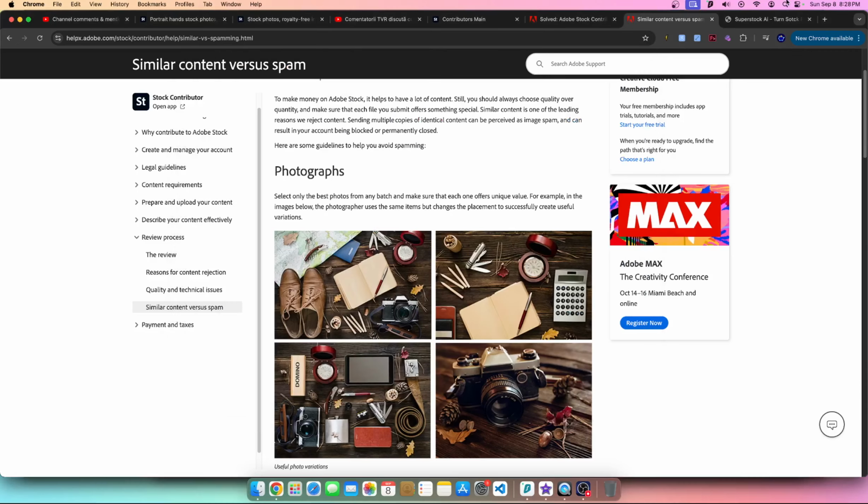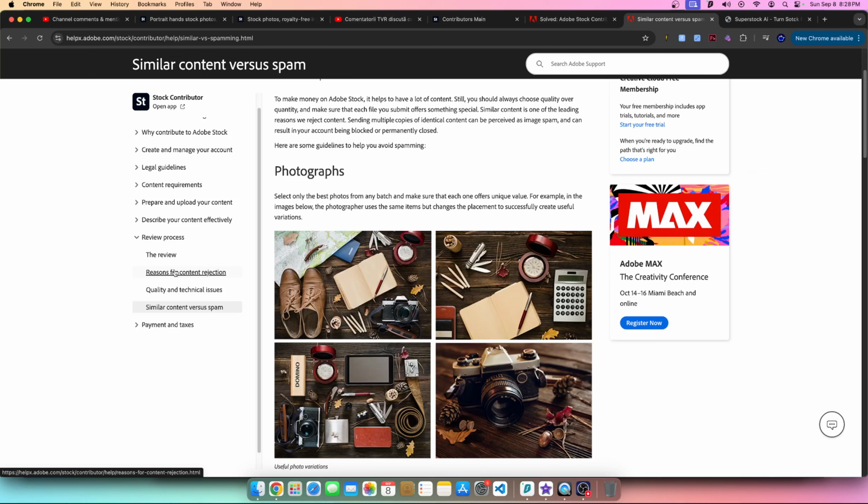Let's talk about two different ways that you can easily get banned on Adobe Stock. These are things that are going to be extremely important from now into the future, and really even in the past. And it's becoming more and more serious as time goes on.